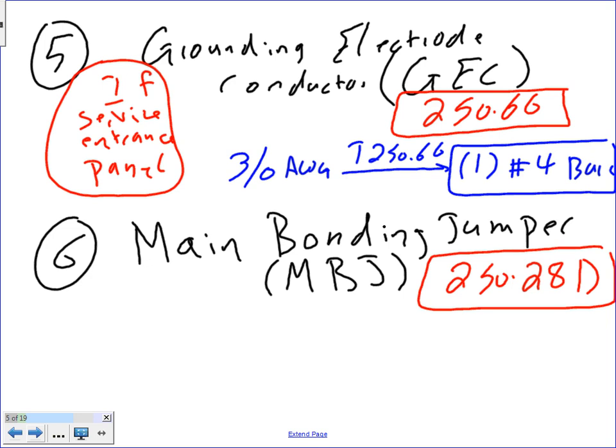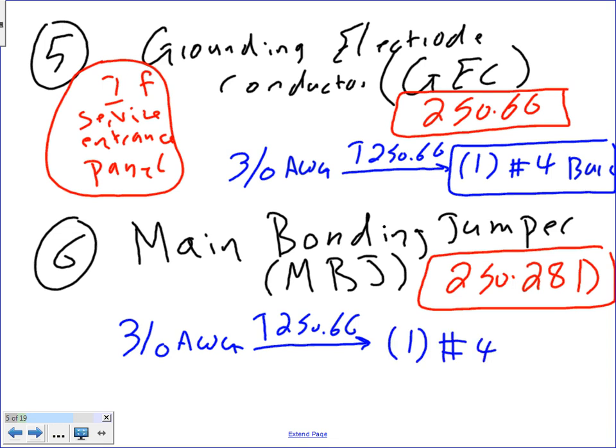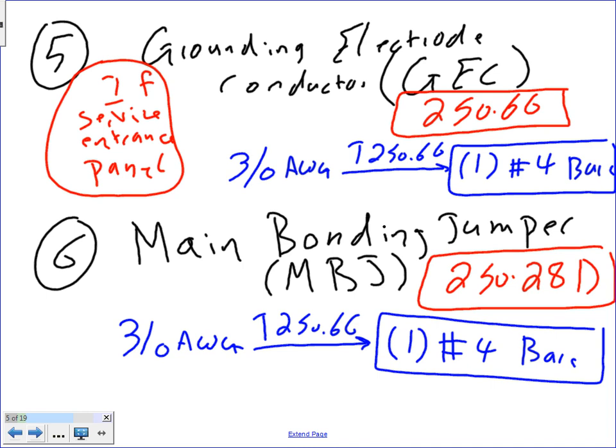The one right underneath it, guys, main bonding jumper. 250.28(D) is the code article that goes to it. And you go to the same table, 3/0 AWG, go to the same table. It refers you to the same table, Table 250.66. And when you go there, you're going to end up with 1 conductor, number 4, bare, covered, or insulated. Most likely it will be covered or insulated in a panel.